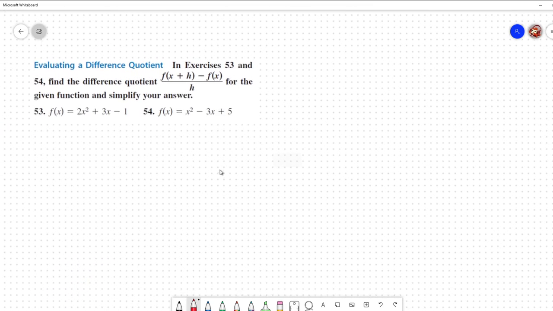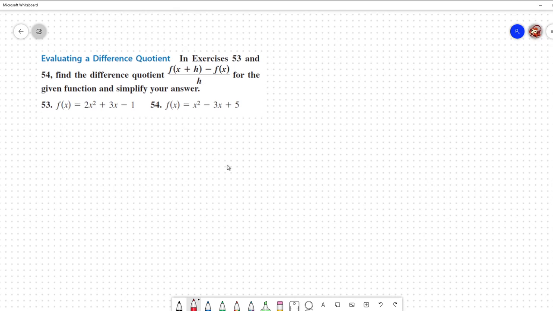So your favorite type, this is the difference quotient. Again, this is practicing really evaluating functions and simplifying that expression afterwards. So let's go ahead and do this. We're looking at 54. Our function f of x is x squared minus 3x plus 5. Okay, so f of x plus h minus f of x all over h.